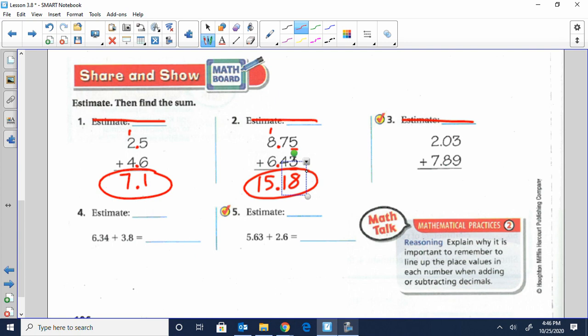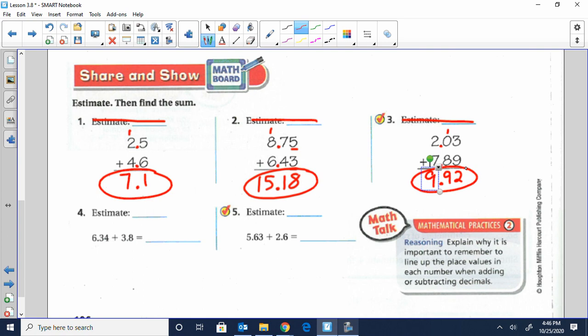Question number 3, 2 and 3 hundredths plus 7 and 89 hundredths. Decimal points are lined up. 3 plus 9 is 12. The 1 carries to the tenths place. 8 plus 0 is still 8, plus 1 is 9. The decimal point drops straight down. 2 plus 7 equals 9, giving us an answer of 9 and 92 hundredths.